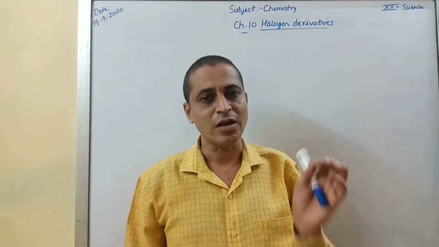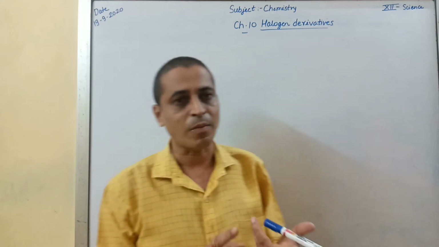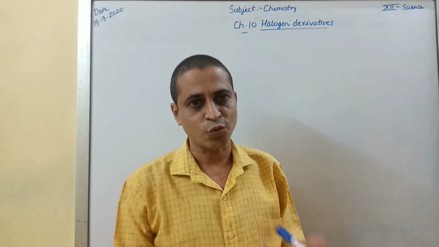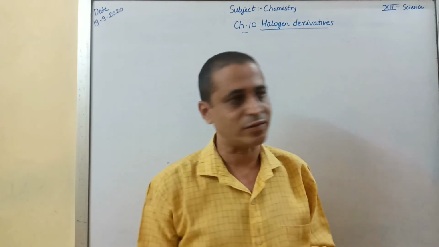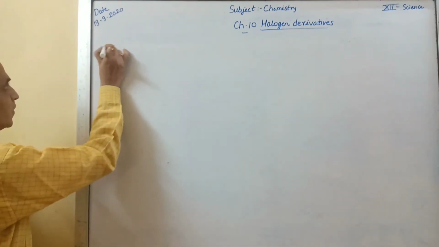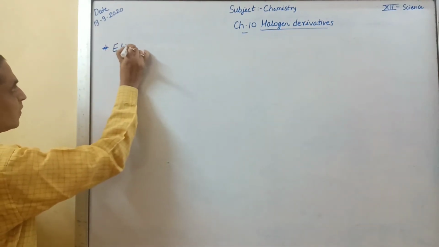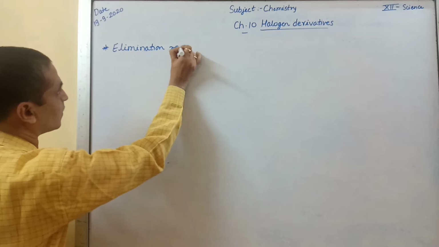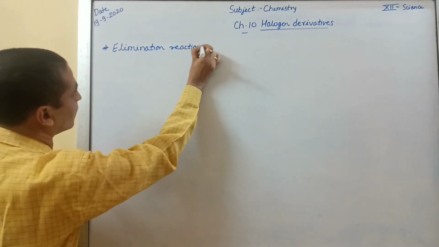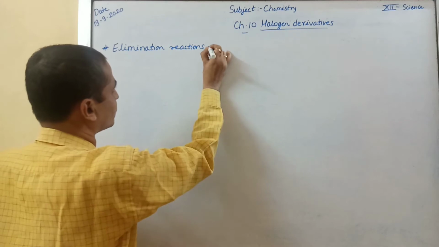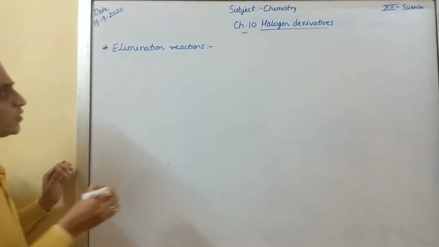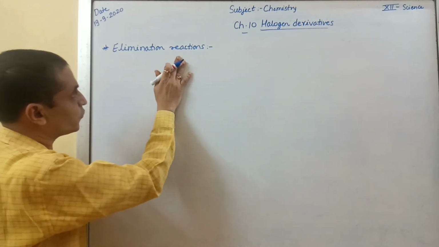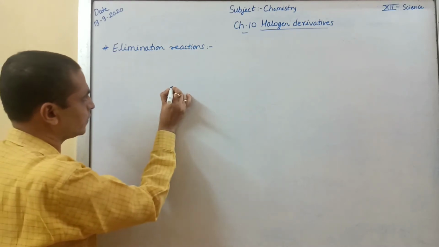New Syllabus 2020. In the previous lectures we have completed the SN1 reaction mechanism and the SN2 reaction mechanism. Now today we are going to study elimination reactions. So let us study elimination reactions. Before going to study elimination reactions, you must know some points related to alkyl halides. Here we have to concentrate on alkyl halides only.